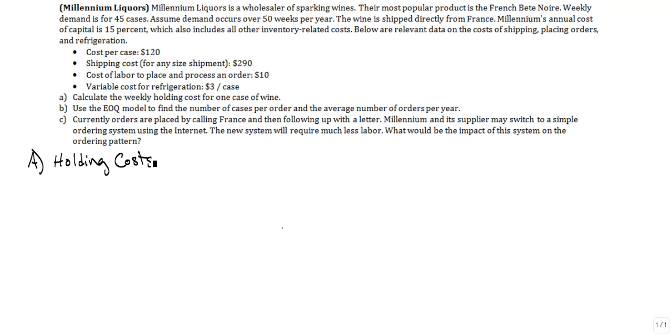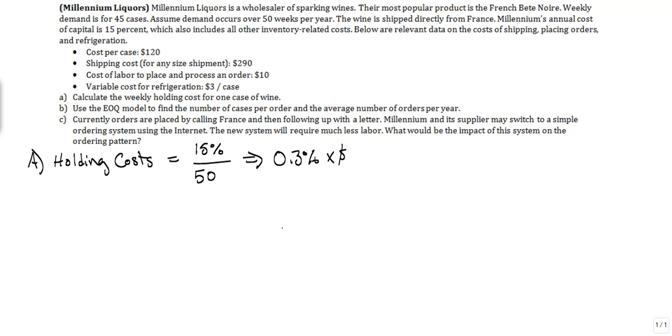We've been told that the cost of capital includes all inventory-related costs and that it is 15% on an annualized basis. To convert this to a weekly number, we can divide by 50 since the problem states that that's the number of weeks over which demand occurs. This yields a cost of capital on a weekly basis of 0.3%.